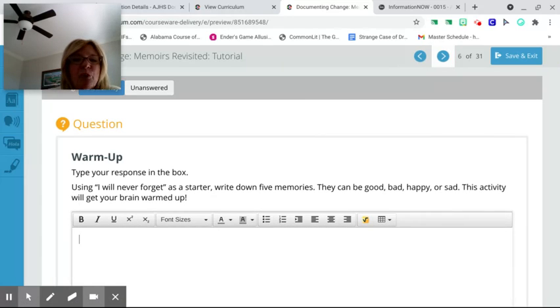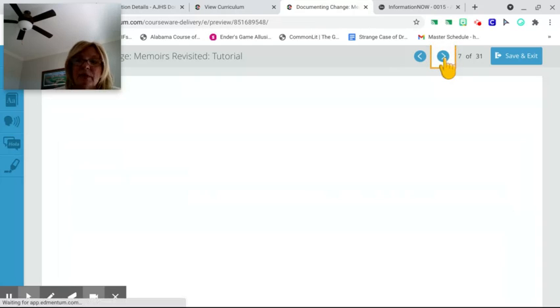Using "I will never forget" as a sentence starter, write down 5 of your memories. They can be good, things that you would never forget. They could be bad, happy, sad. This is just a warm-up activity. So I want you to type your answer in the box below, and you're going to write down 5 of them. "I will never forget..." And do that 5 times.